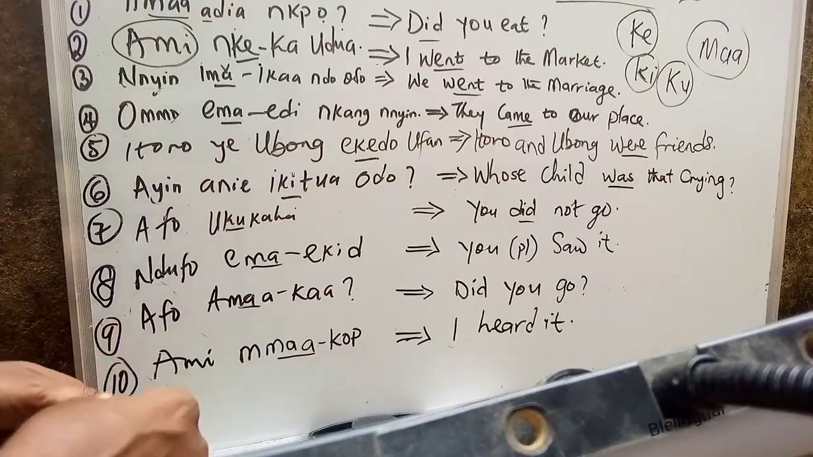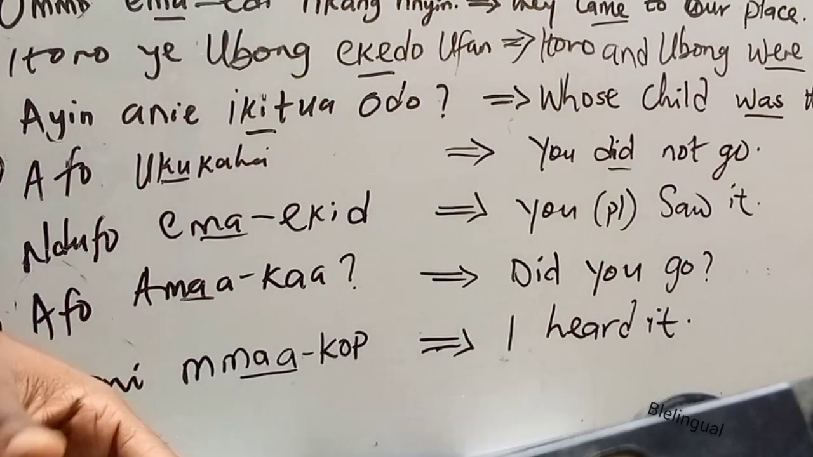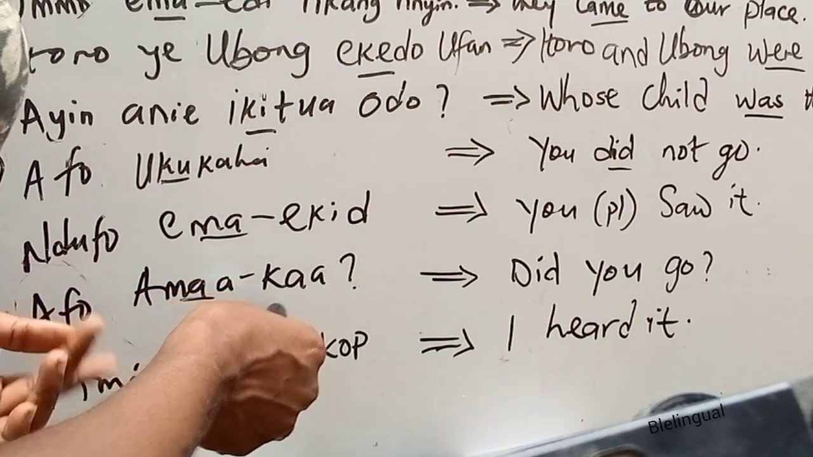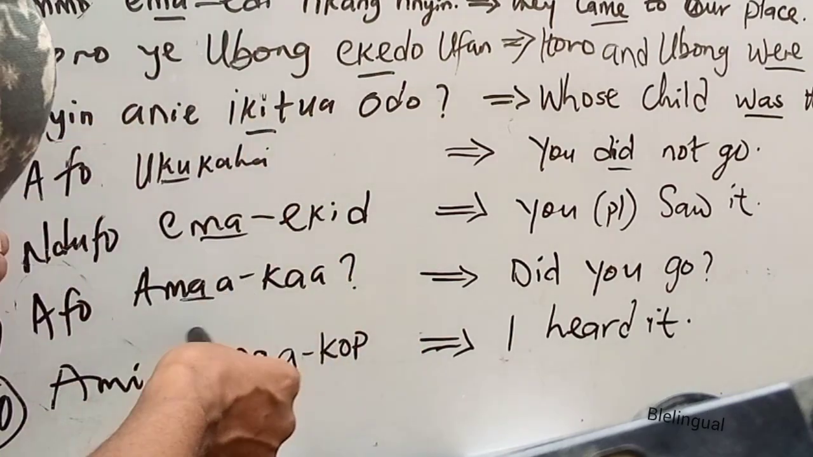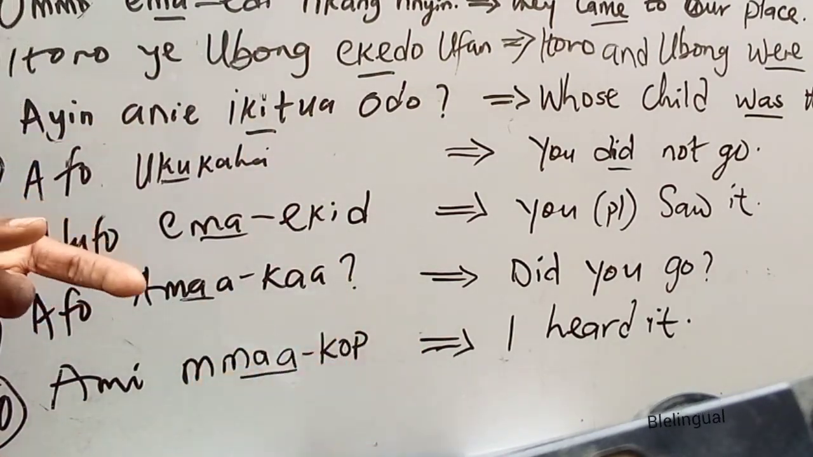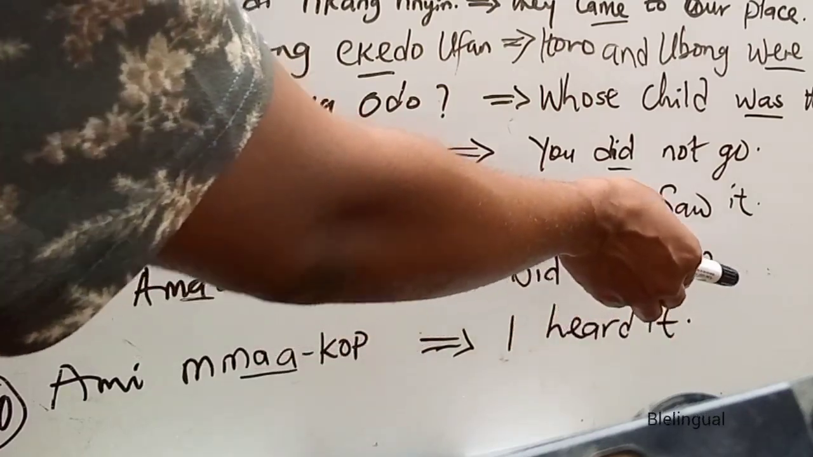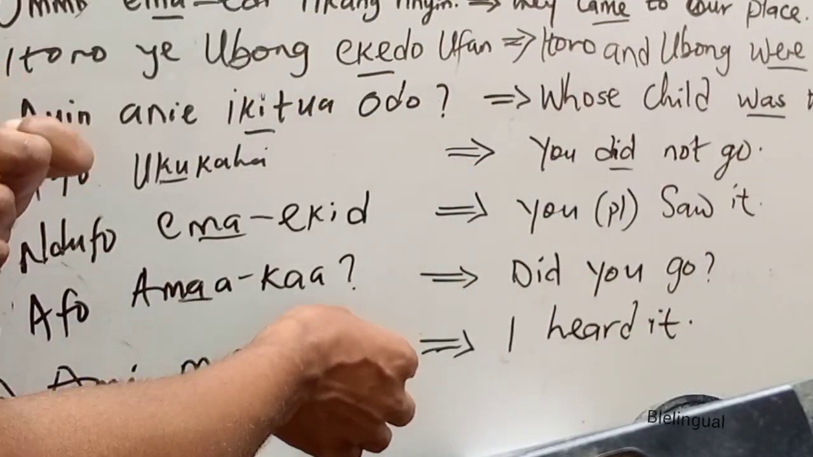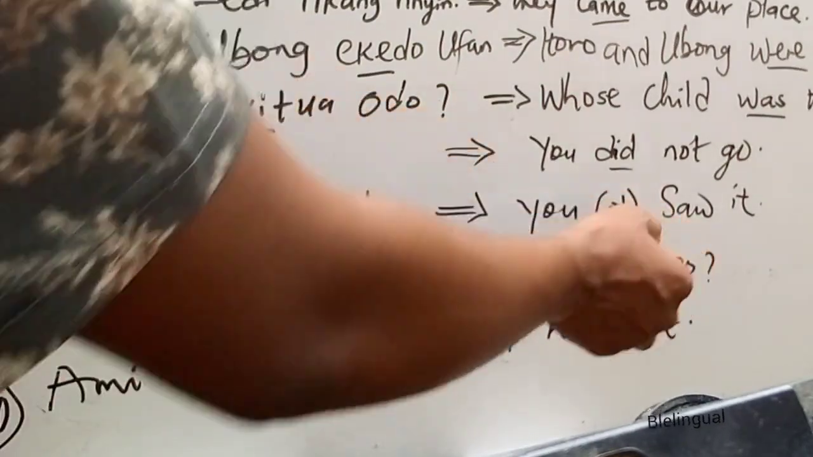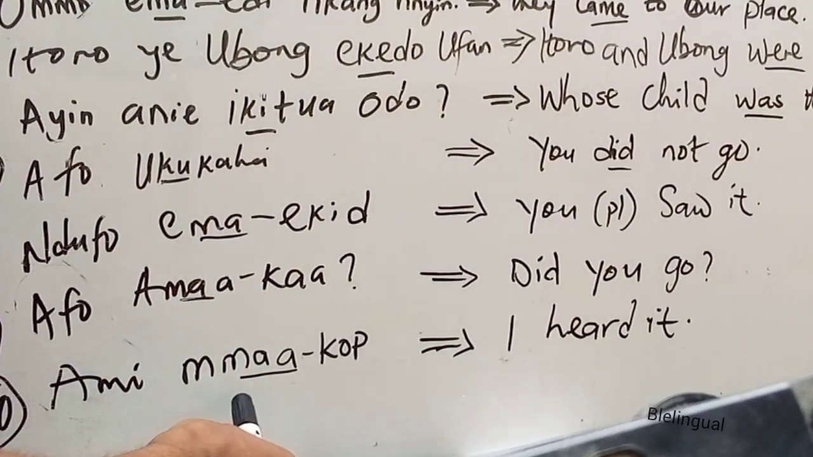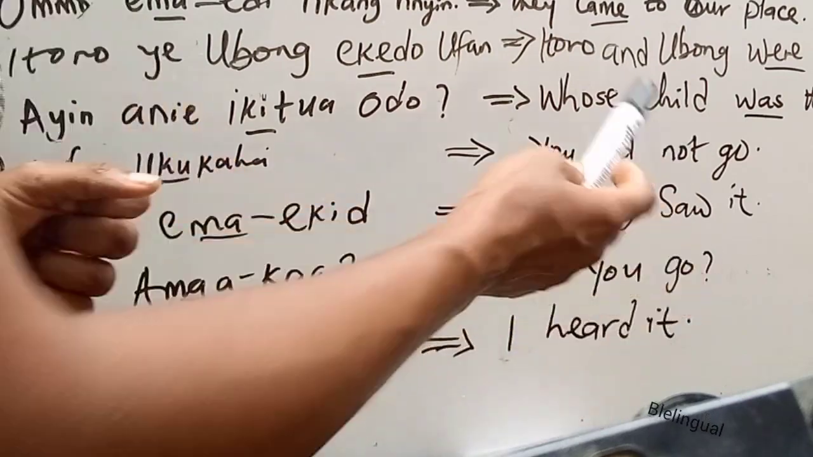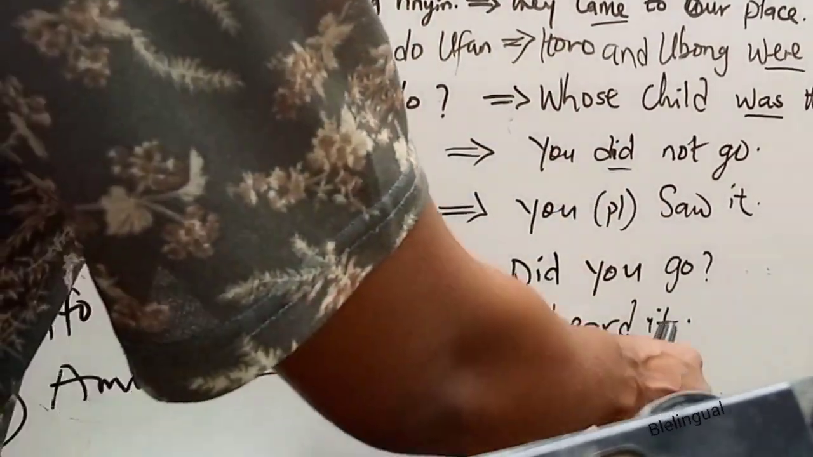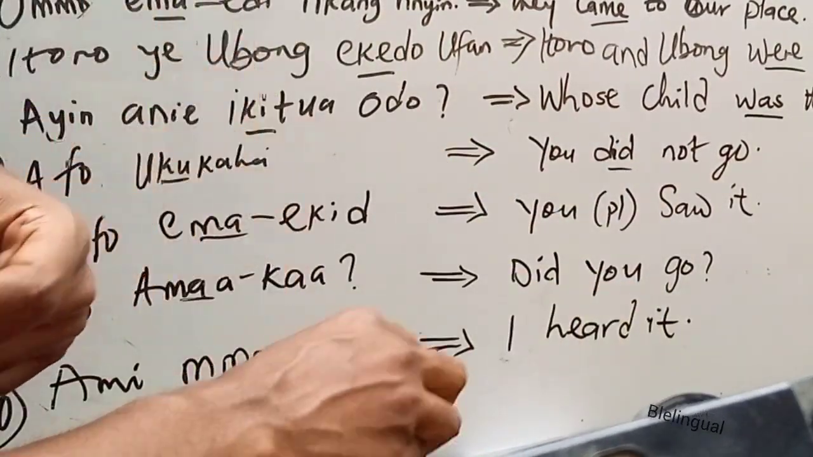Let's continue. The next one we have is Afo amaka. So, did you go? Afo amaka. Did you go? Ami mmakup. I heard it. Ami mmakup.